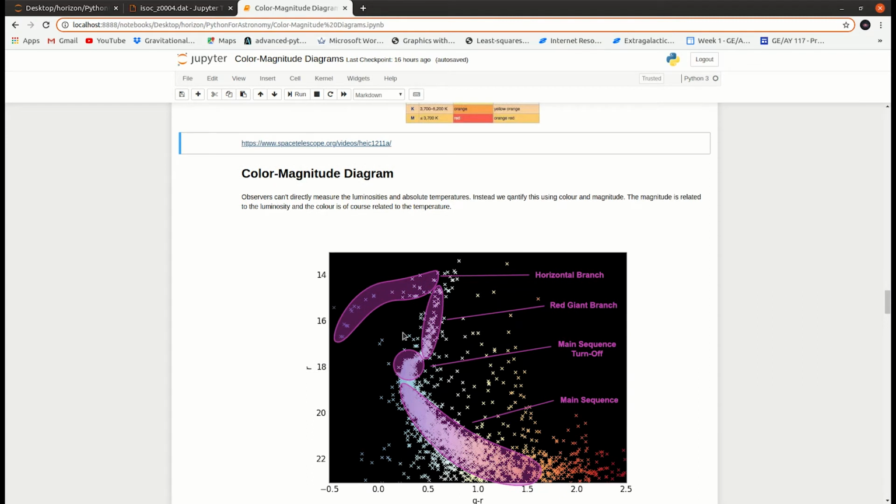Now coming to the color magnitude diagram, I said that the color magnitude diagram and the HR diagram are equivalently the same. Let's see why.